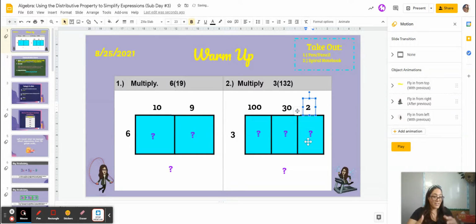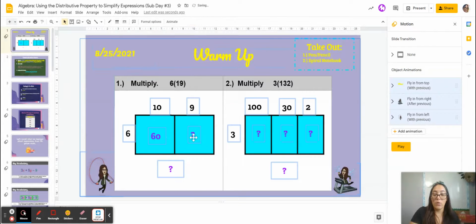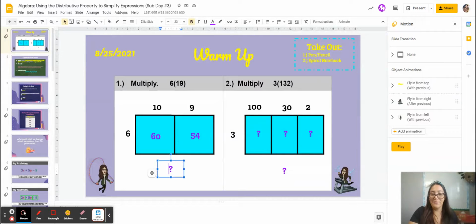Okay, so inside the box, we find the area here. So 6 times 10 is 60. Okay, and we have 6 times 9, which is 54. And I'm having some fun technical issues here. By now, you've probably simplified this expression about 50 times. Okay, so if you multiply, we have these partial products here, and then you can go ahead and combine them. In total, you get 114.